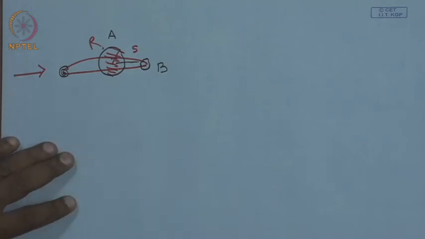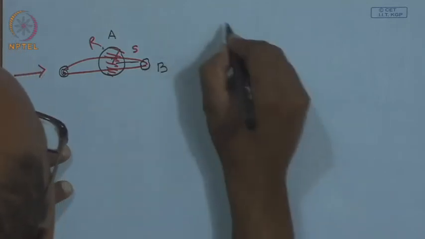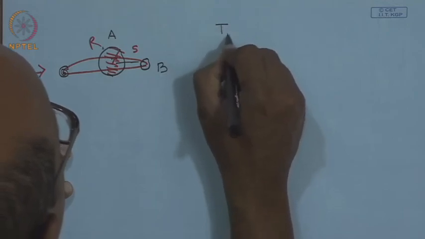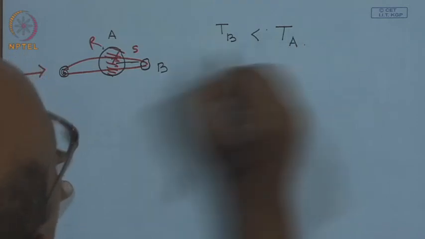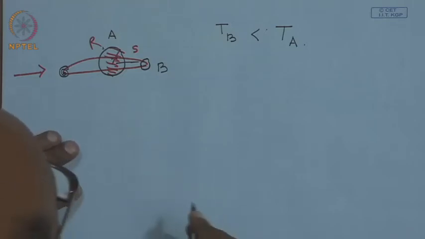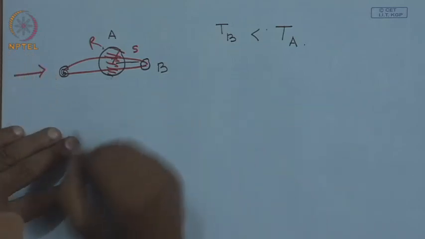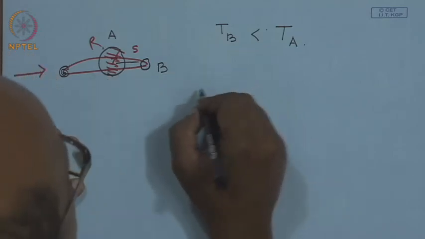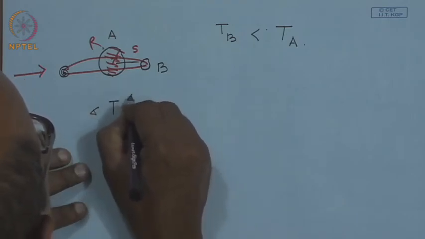So, let us try to make an estimate of what the light curve from such a system will look like, and we will assume that the smaller star is cooler than the larger star. So, we will assume that the larger star is hotter and the smaller star is cooler. And we know that the radiation that you receive from any star per unit area of the star is proportional to sigma T to the power 4.